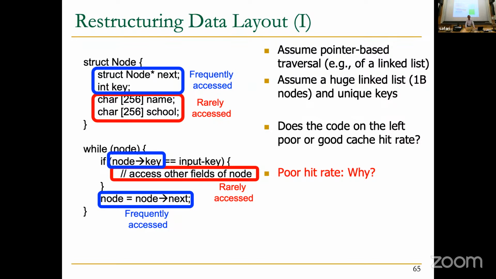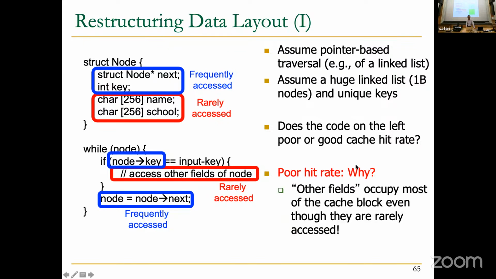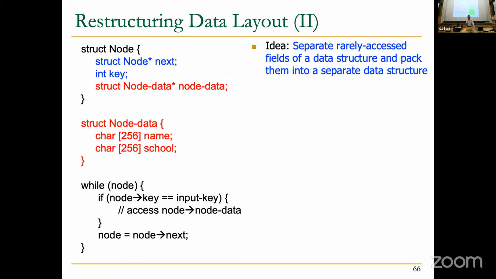Okay? This could have been worse, actually. The layout may have been next and key may be separated from each other. So every node gets 2 cache misses, essentially. So basically, other fields occupy most of the cache block, even though they're rarely accessed. That's the problem. So the key idea is very simple. Once you realize that, as a programmer, you could separate the rarely accessed fields and pack them into a separate data structure. So these are the frequently accessed fields with a pointer to the rarely accessed fields, for example.